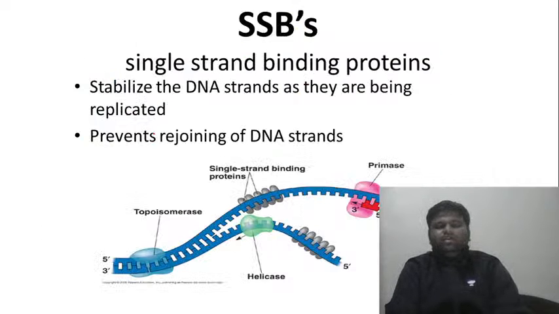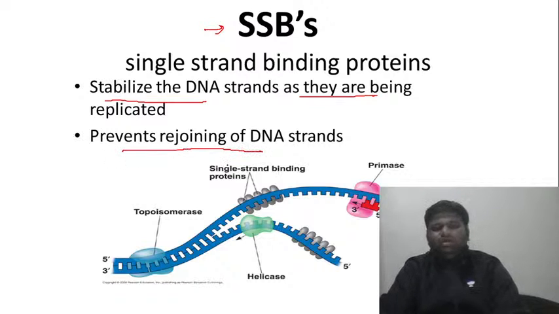And then single-stranded binding proteins come. Their function is that they stabilize the DNA strands as they are being replicated, and they prevent the rejoining of DNA strands. So single-stranded binding proteins are there.